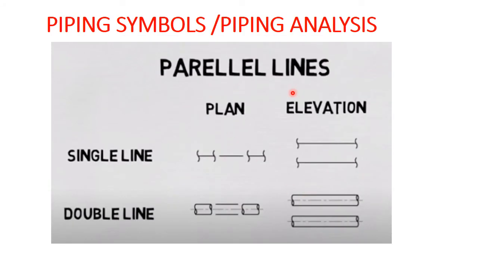For parallel lines, here the single line will be like this, and the elevation will be like this. For double line, you can see here, and this one is the double line elevation.